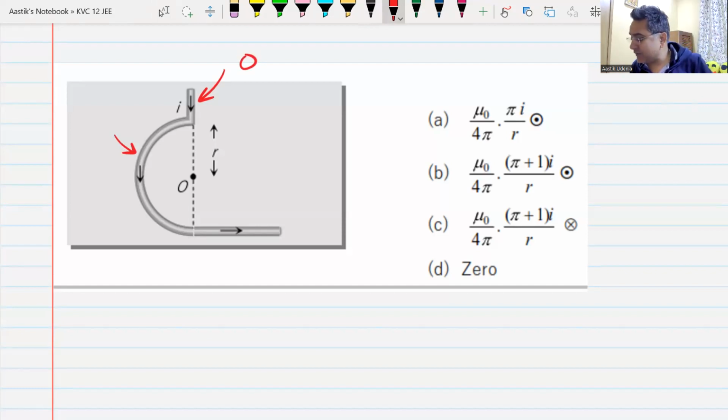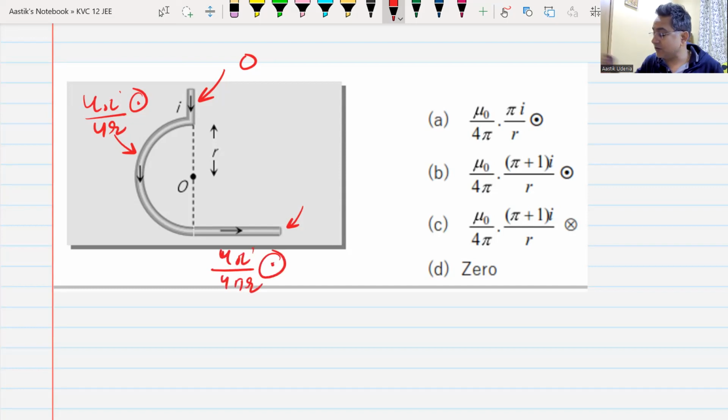This is the semicircular wire. What will be the magnetic field due to this semicircular wire? Mu naught I by 4 pi r into pi, so mu naught I by 4r. And what will be the direction? Outside. Very good. What will be the magnetic field due to this wire? Mu naught I by 4 pi r. Very good. What will be the direction? Outside. Well done. So whatever answer matches, that is our answer. We got this, everyone? Yes, sir.